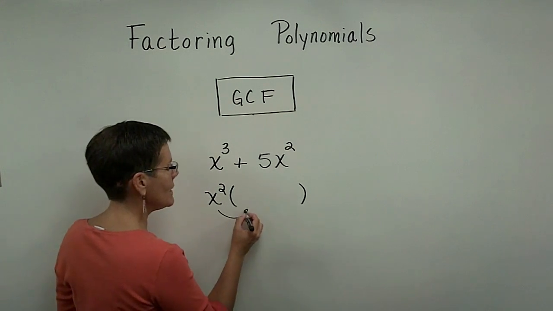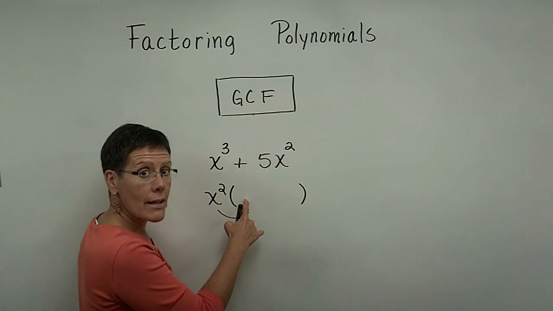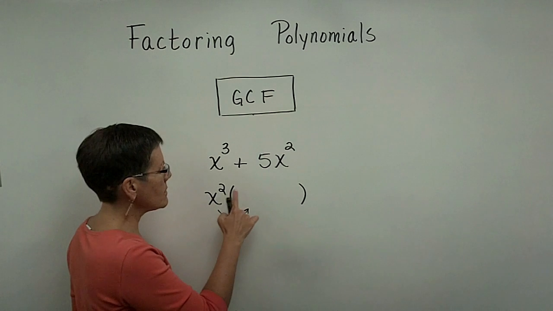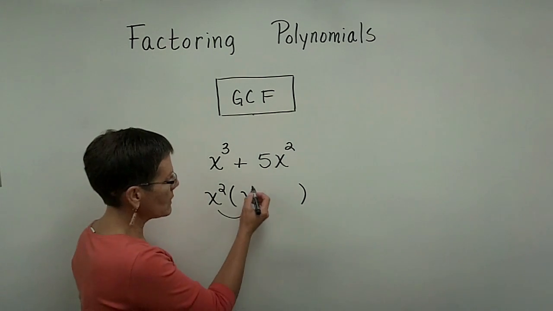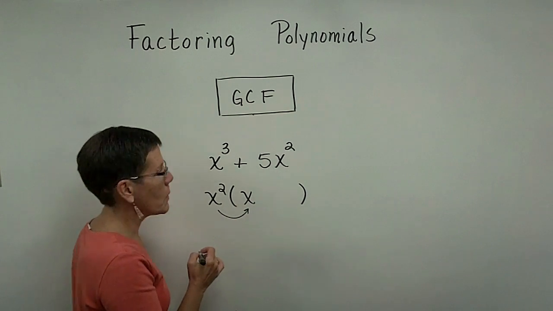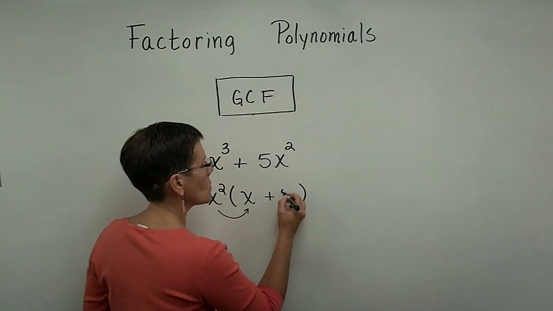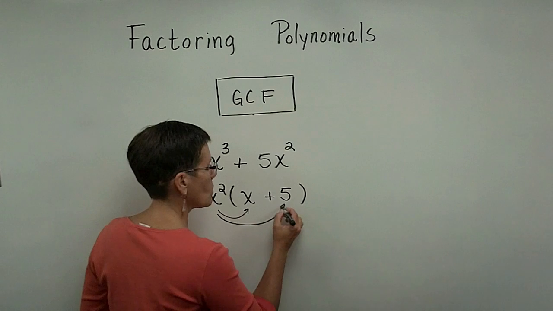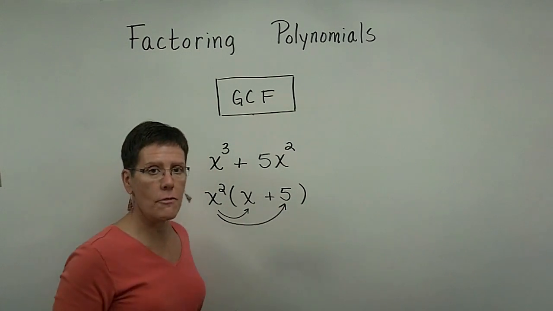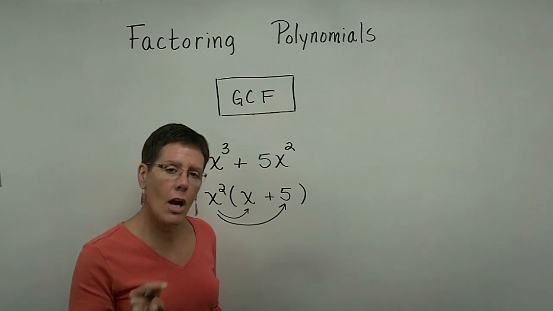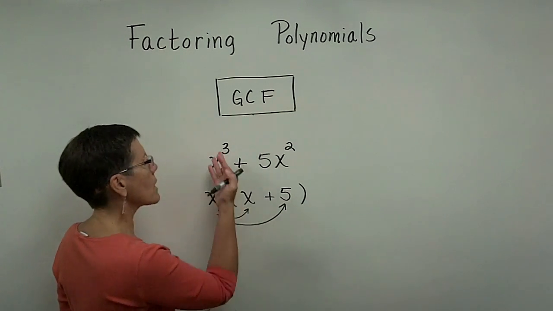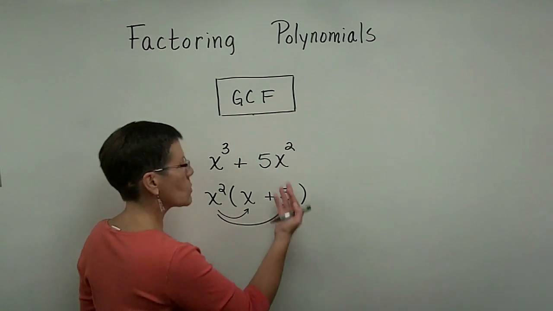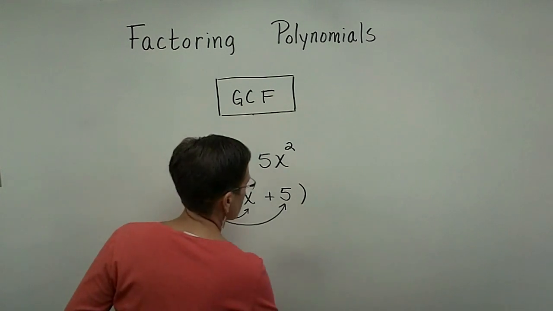Now I'm going to need right here an x to the 1st power, because x to the 2nd times x to the 1st gives me x to the 3rd. We typically don't write that 1 there as an exponent. And right here, I'm just going to need a 5, because x squared times 5 gives me that 5x squared. You should always check: does x squared times x give me x cubed? And does x squared times 5 give me 5x squared? Let's do another.